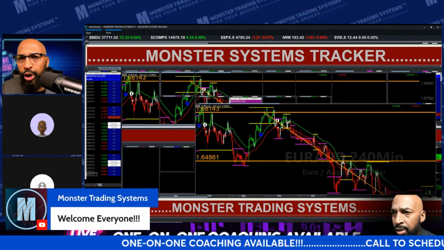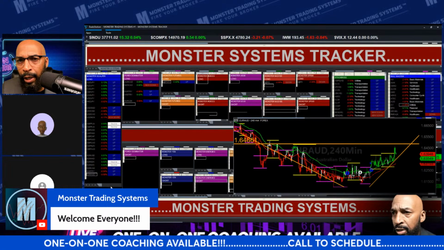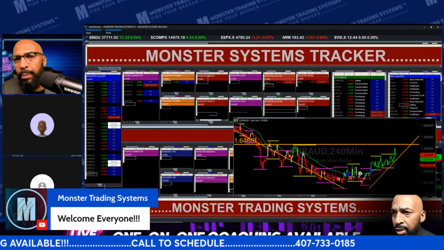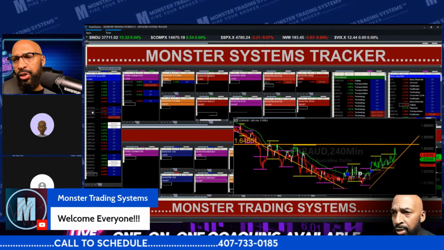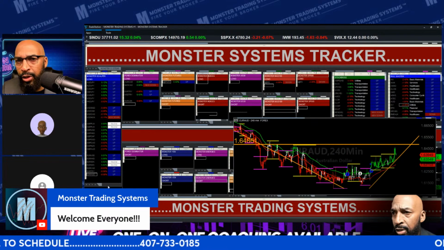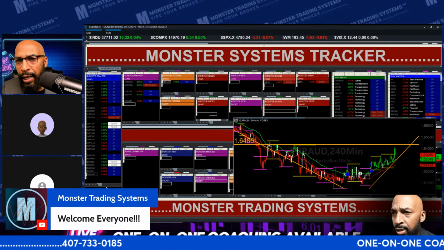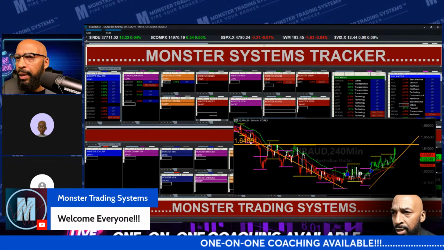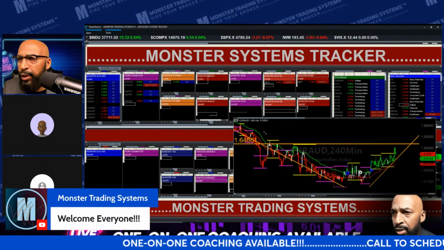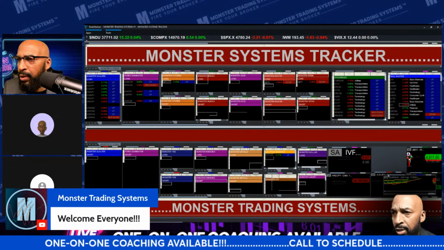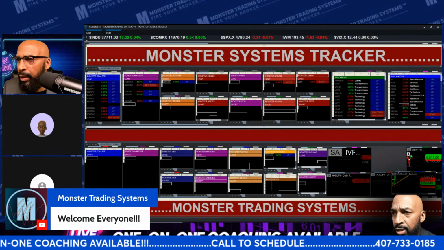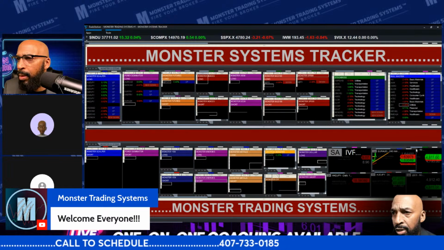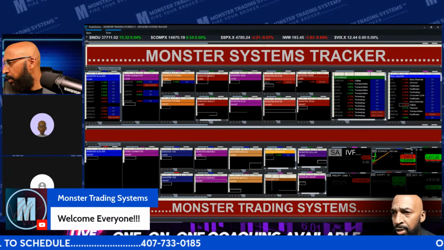Okay, no shorts, guys. If you notice, all right, so we're in a lot of pairs. Look at this. That's a lot of positions there. Now, the only concern are these dollar pairs. That's the only concern because we are long and the dollar index is going short. So if anyone is in the dollar pairs, just be careful. Okay. All right.